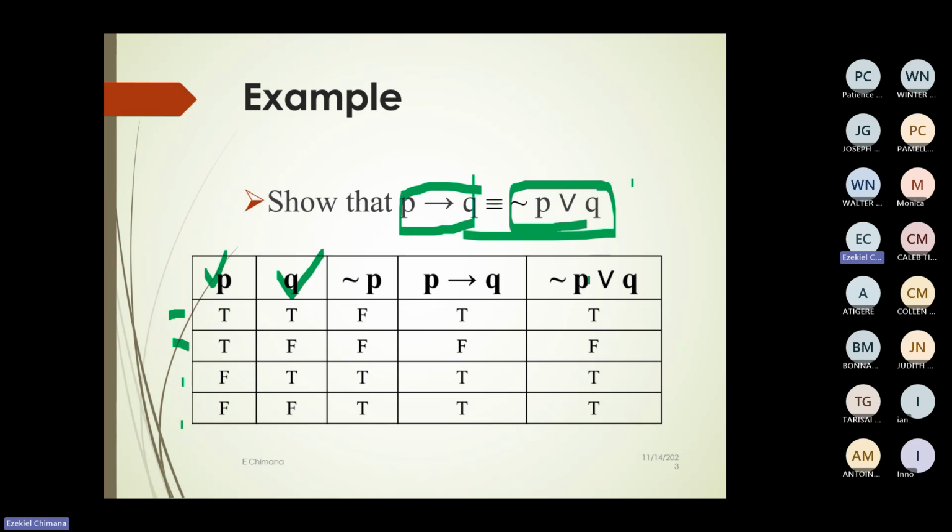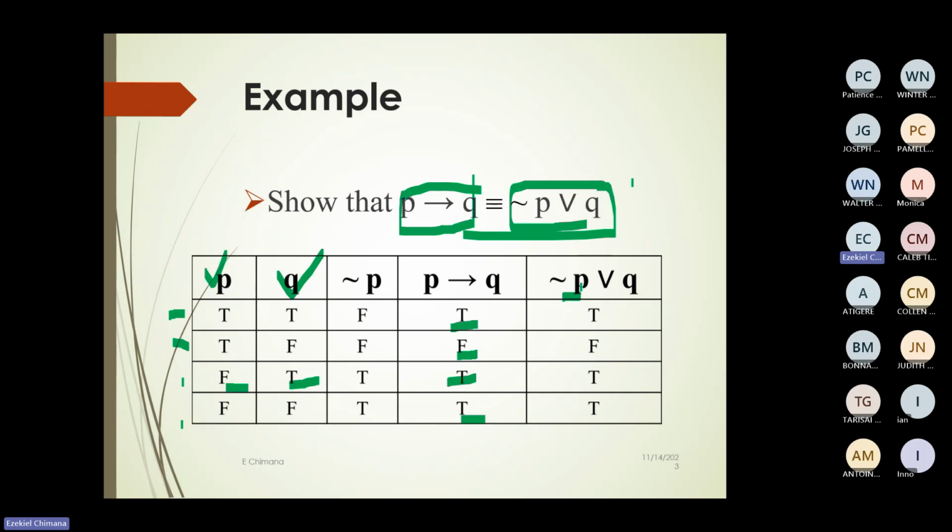So now, since we want to use the negation of P, just do the negation of P. By negating this one you are going to have a false, then here a false, and negating a false you get a true, and there again a true value. And then you do the implication. True implies true gives you a true, true implies false gives you a false, false implies true gives you a true, and false implies false gives you a true.